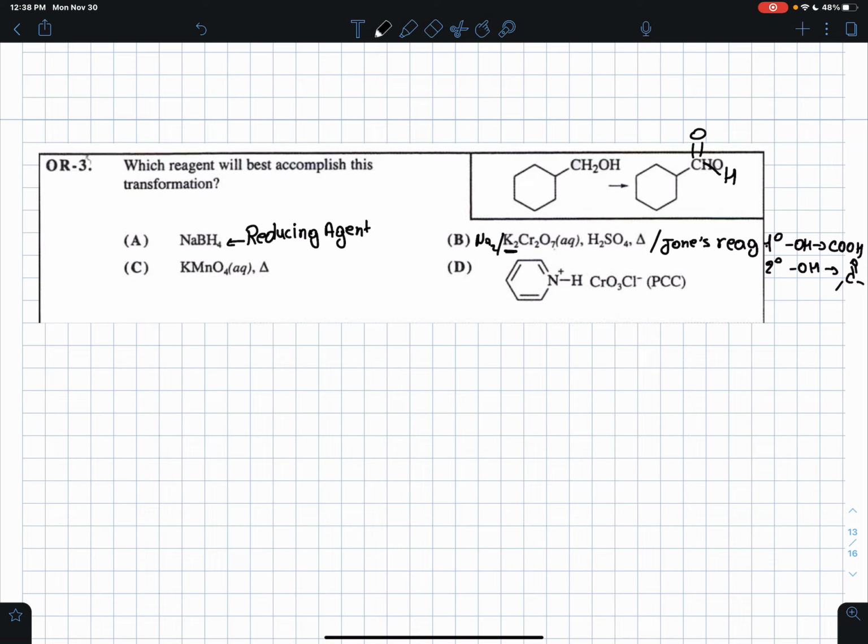That's the same thing. Now KMnO4 with heat is also an oxidizing agent, and it's also a strong oxidizing agent. It's going to take a primary alcohol all the way to a carboxylic acid. Now, there's another oxidizing agent that they don't mention here, and the one that I want to mention is bleach, NaOCl.